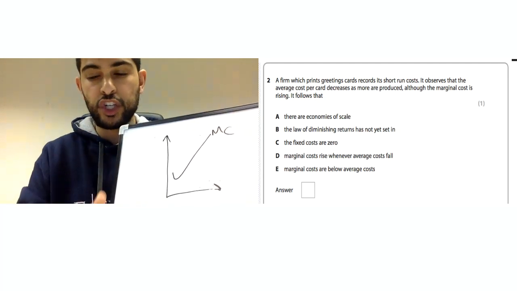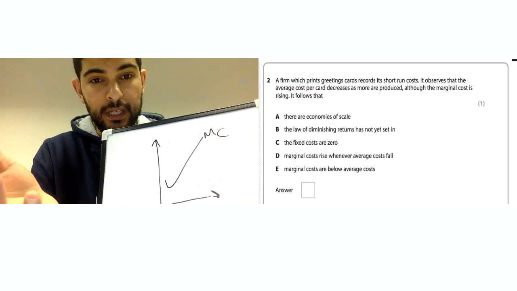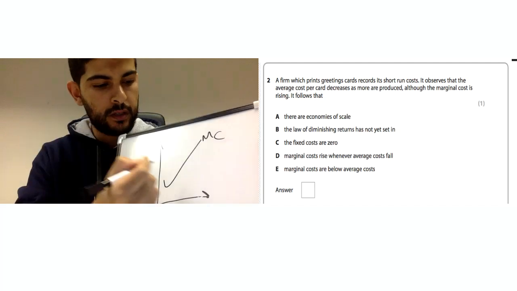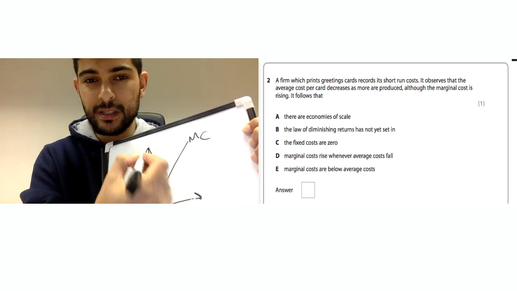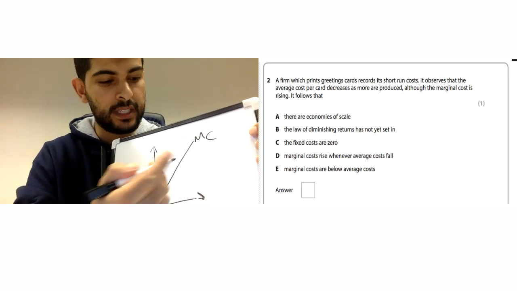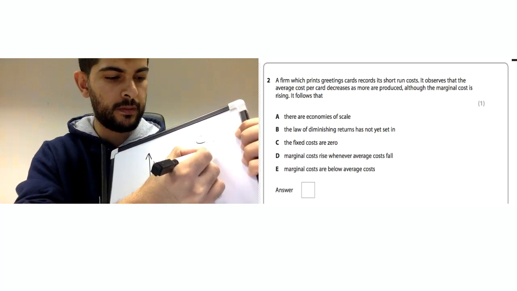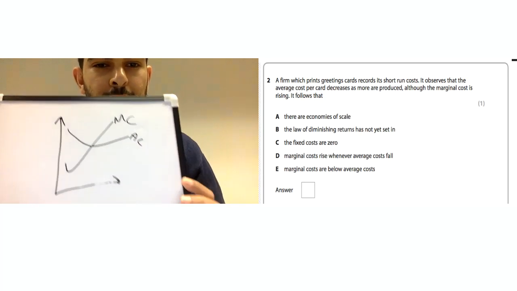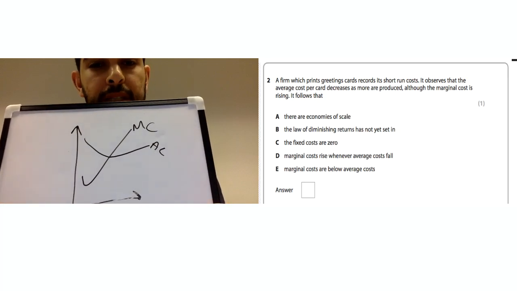Now, what do we know about the relationship between MC and AC? Well, when AC intersects MC, it must be at the lowest point on the AC curve. So a great way of doing that is to pick a point on your MC curve and just flick outwards, so you make sure it's always at the bottom of the AC curve. So I'm going to do something like that. Okay? So not the best drawn diagram in the world, but it will suffice. We've got an AC curve and we've got our MC curve.